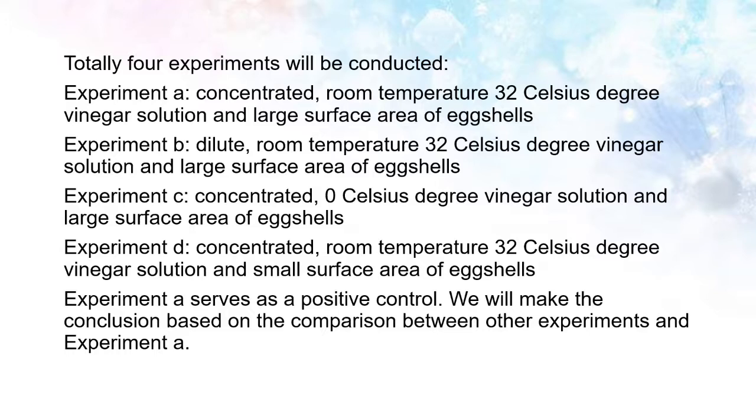The fourth experiment investigates the effects of surface area of limestone on the rate of corrosion. In this experiment, the eggshells will not be crushed like the previous three experiments, but instead we will use large pieces of eggshells. We will then be able to observe the change in the rate of corrosion of limestone when there is a change in the surface area when we compare the results of this experiment to that of the control experiment.